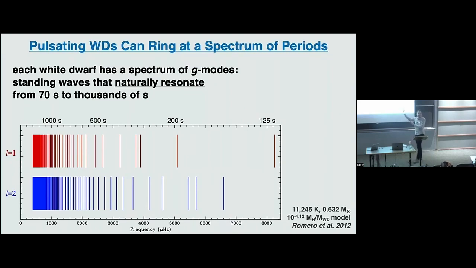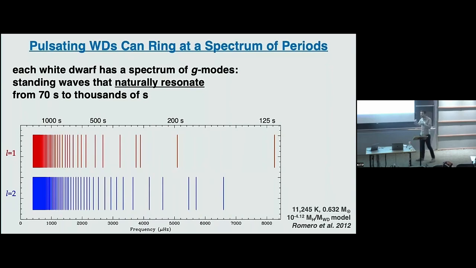This is not meant to be representative, but it's just to show you that there are all these little red lines at different periods. We tend to work in the frequency domain. There are all these different modes, all these different periods. I'll use period and frequency pretty interchangeably. Period is just 1 over frequency. But there are all these different periods that the stars can naturally resonate in.